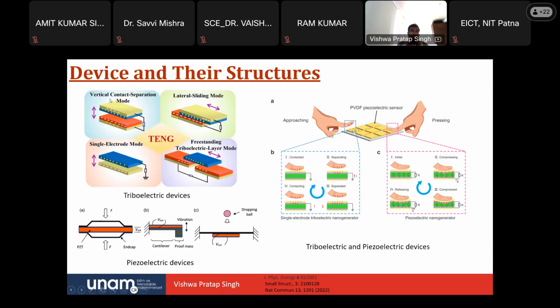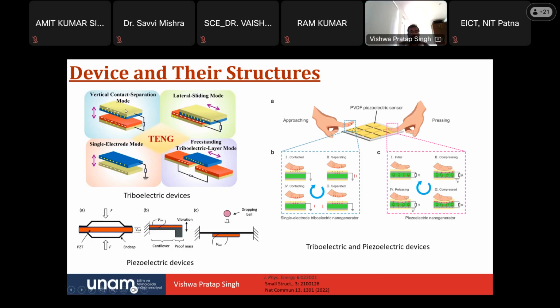So in the case of triboelectric, we have four modes of operation. You can have contact separation. You can move the material like this to get the sensing application, and you can move the material like this or against each other. So here we can see one is a tribopositive, one is a tribonegative.